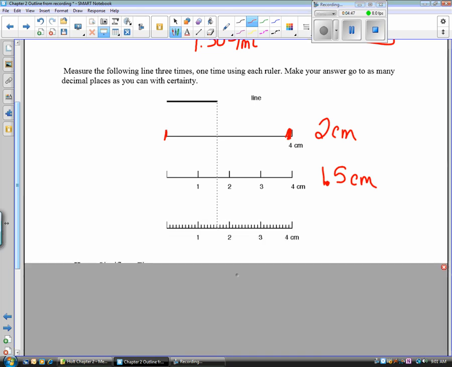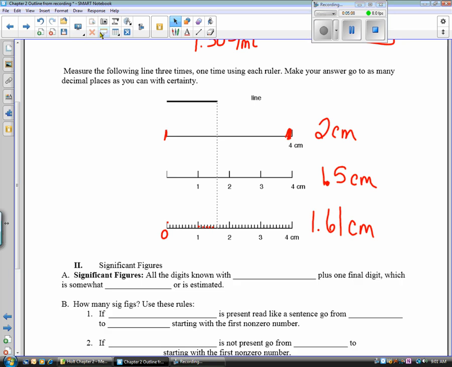But now look at this. This is extremely accurate. I know this is 0, and I know this is 0.1, 0.2, 0.3, 0.4, 0.5. So it's 1.1, 1.2, 1.3, 1.4, 1.5, 1.6, and is it right on the line? It's a little over. 1.61 centimeters. So looking at this, you can see how accurate your tool is based on how many decimal places I could go out. So for this first one, I have nothing after the decimal because I couldn't really be that accurate. My ruler wasn't good enough for me.